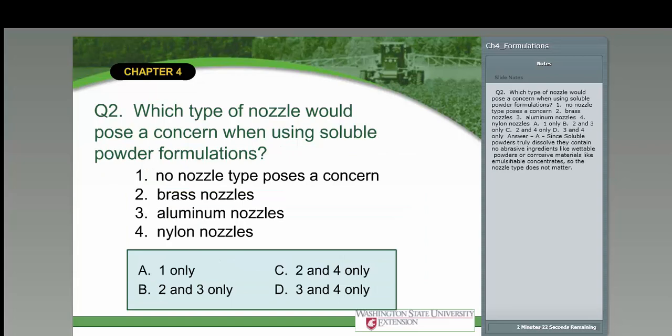Question 2. Which type of nozzle would pose a concern when using soluble powder formulations? 1. No nozzle type poses a concern. 2. Brass nozzles. 3. Aluminum nozzles. 4. Nylon nozzles. A. 1 only. B. 2 and 3 only. C. 2 and 4 only. D. 3 and 4 only. Answer: A. Since soluble powders truly dissolve, they contain no abrasive ingredients like wettable powders or corrosive materials like emulsifiable concentrates, so the nozzle type does not matter.